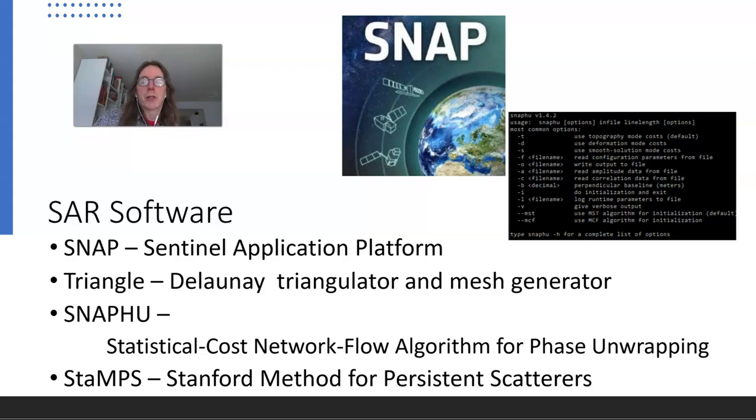The SAR-specific software used to process this data included the ESA's own SNAP, or Sentinel Application Platform, Snaphu by Curtis Chen, StaMPS by Andy Hooper, as well as Triangle by Jonathan Shewchuk.